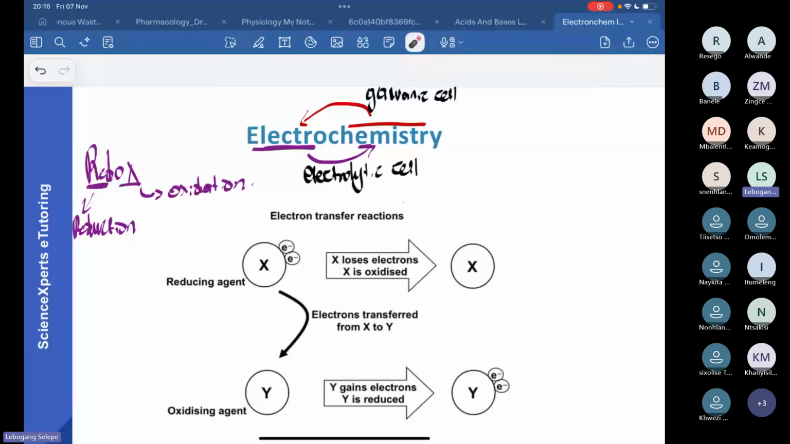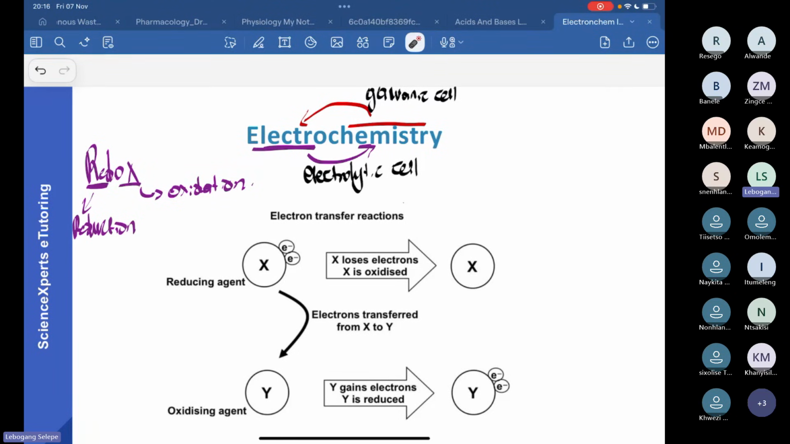Remember, what we are transferring here is negatives. So whenever we say something has lost negatives, it's going to become more positive, so we say that it has been oxidized. Whereas if you gain negatives, you become more negative, then we say that you are reduced. You should make sense of it.